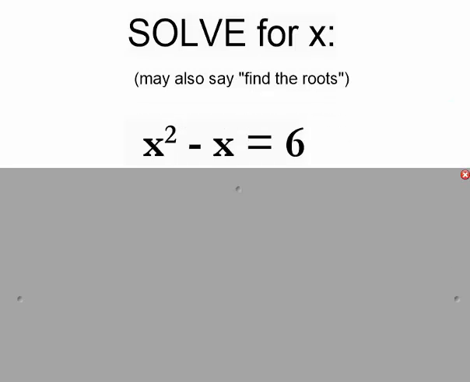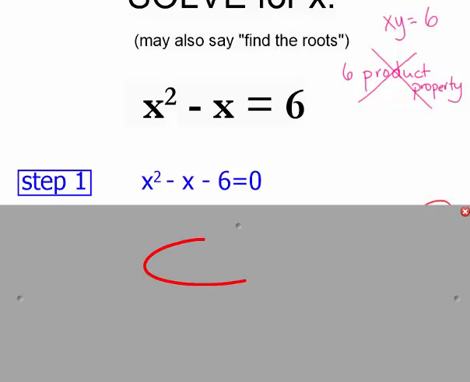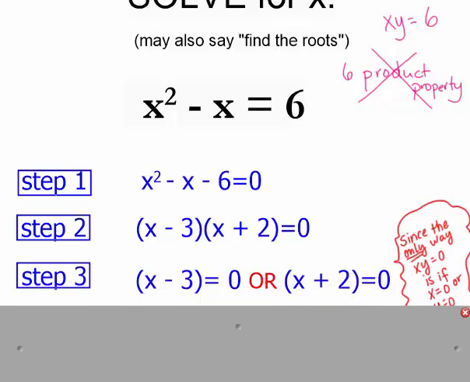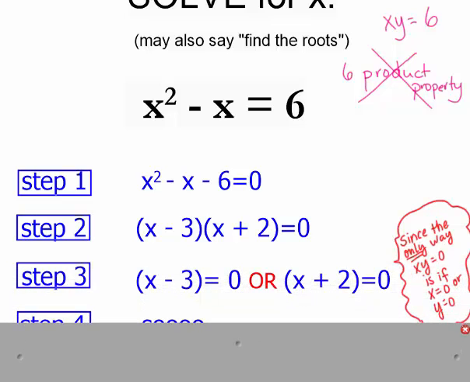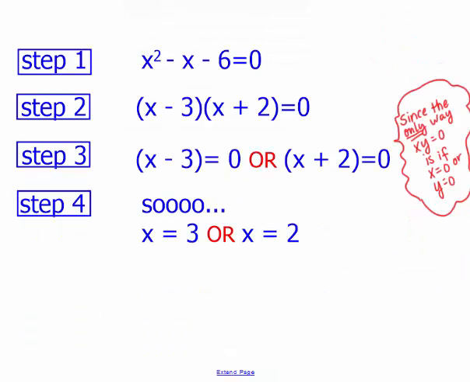Starting with x squared minus x equals 6. That is not in standard form. Step 1 is to set the equation equal to 0 or get it into standard form. Step 2, we're going to factor. Step 3 is going to be to set each factor equal to 0, because the only way the product of two phrases equals 0 is if one of them is 0. Step 4, I would solve each mini equation, giving me x equals 3 or x equals negative 2.